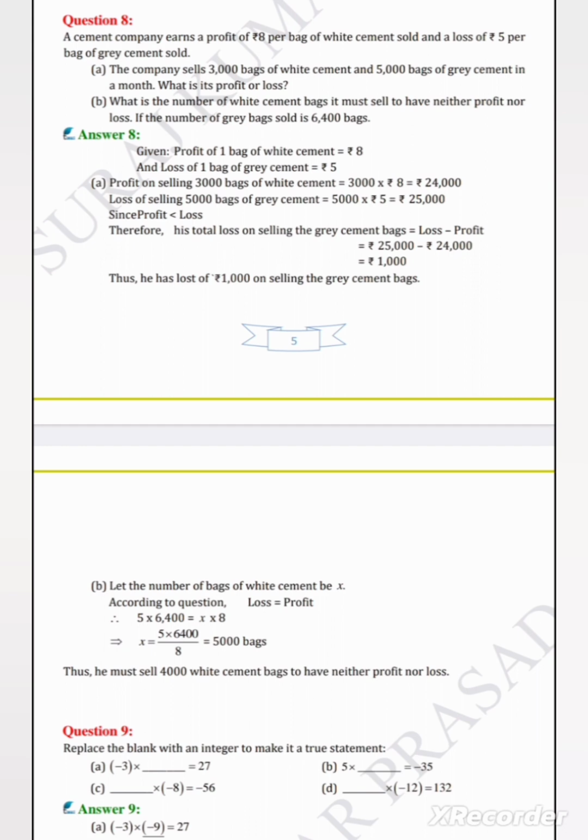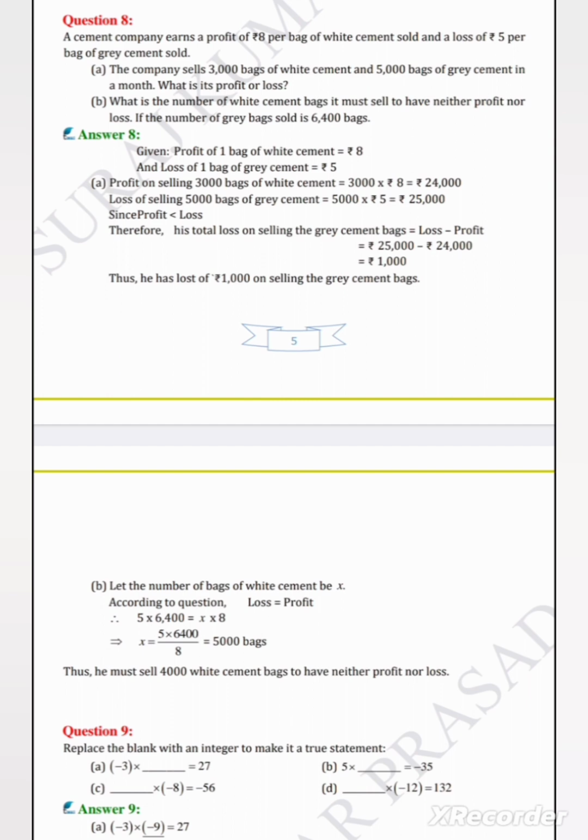And question A: the company sells 3,000 bags of white cement and 5,000 bags of grey cement in a month. What is its profit or loss? Write the answer given here as it is. You try to learn what is given here first. Given: profit of 1 bag of white cement is 8 rupees and loss of 1 bag of grey cement is 5 rupees.